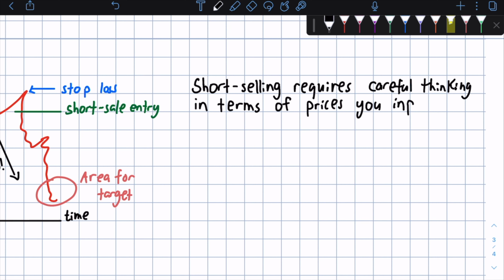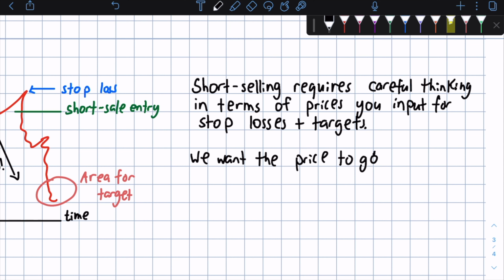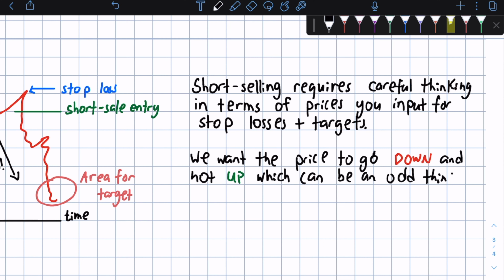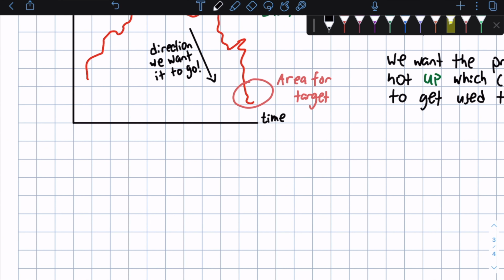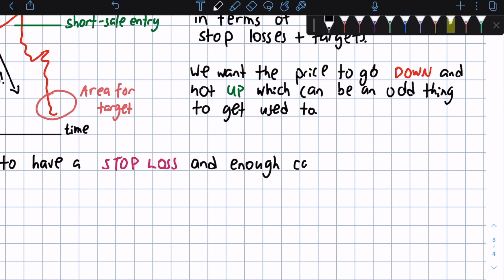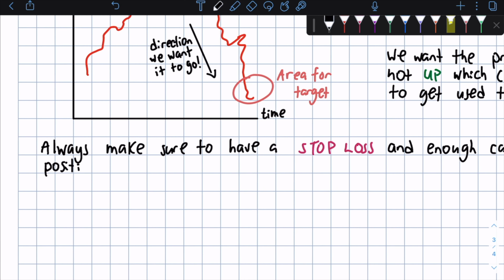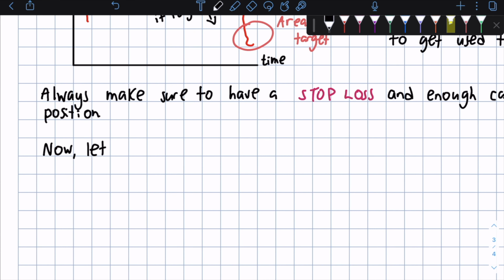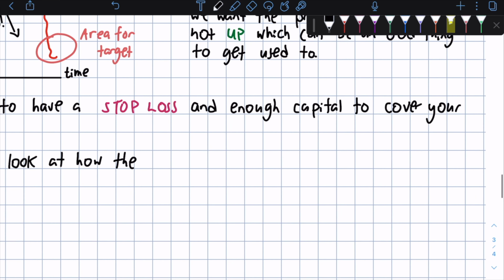Short selling requires pretty careful thinking in terms of prices you input for stop losses and targets. This is mainly because we want the price to go down and not up, which can be an odd thing to get used to, especially if you're doing this in a fast-paced environment such as day trading. So it's important to practice this. Always make sure to have a stop loss and enough capital to make sure your position can be covered.